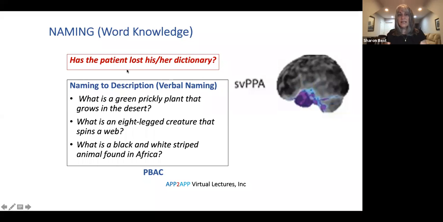So now, again, we'll keep thinking, has that patient lost their dictionary? We can do another type of naming test called naming to description or verbal naming. So we can say, what is a green prickly plant that grows in the desert? What is an 8-legged creature that spins a web? What is a black and white striped animal that lives in Africa? So this naming to description is also from the PBAC.